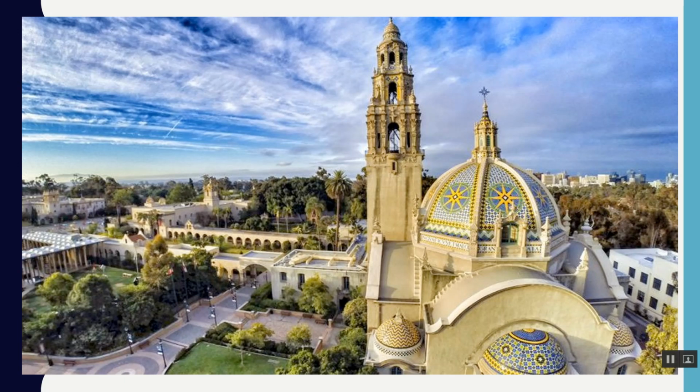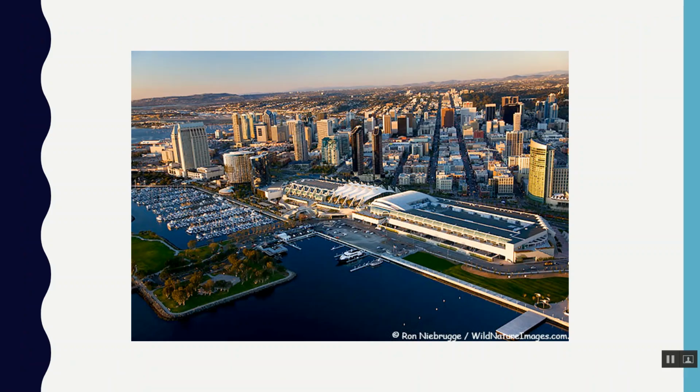Balboa Park was built for the Panama Exposition in the early 1900s. But generally speaking, a lot of Balboa Park, while residents do use it, and I certainly use Balboa Park, a lot of it is geared towards tourists and not geared towards everybody.